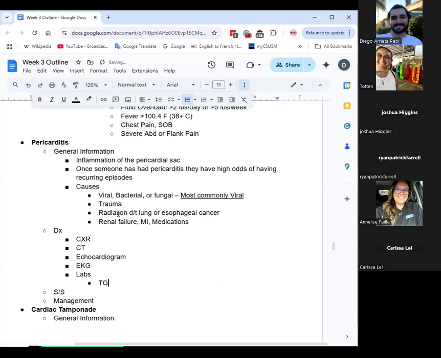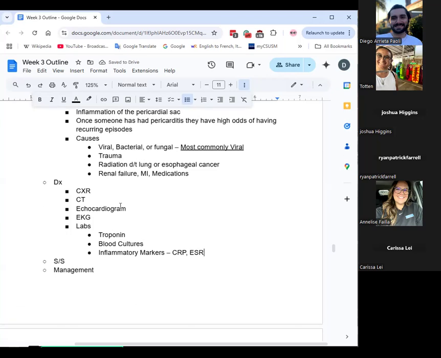Yeah, so let's see, troponin, because pericarditis can lead to all these insults. So they can have troponin, their blood cultures, of course, and as well as some inflammatory markers. So that would be your CRP, your ESR.